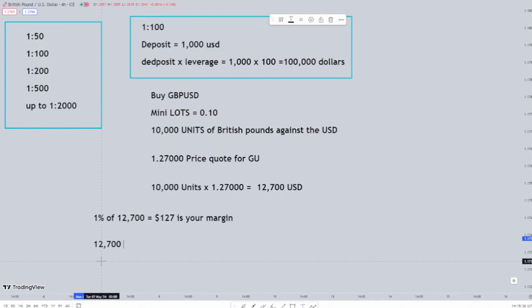12,700 minus the 1%, that's 127. We get 12,573 for every mini lot trade you open in this account now. This is the amount your broker is going to provide you with. Then the remaining 1% to fill up the amount of the money, they will deduct it from your deposits. And they will lock that 1% they collected from your deposit as your margin. Okay.